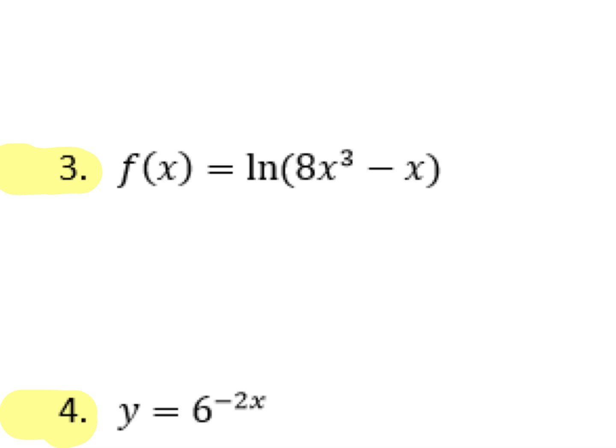For 3, how would we find the derivative of an ln function? What goes in our denominator?